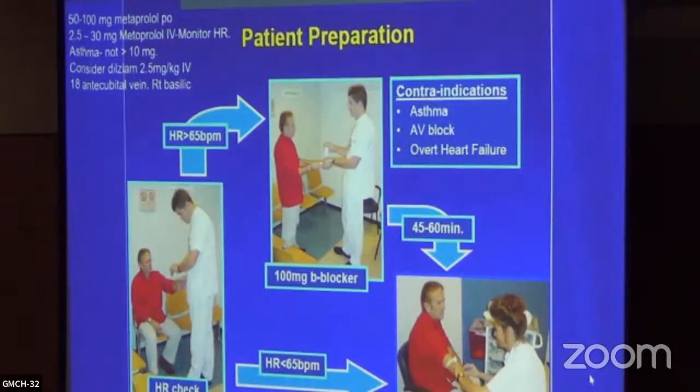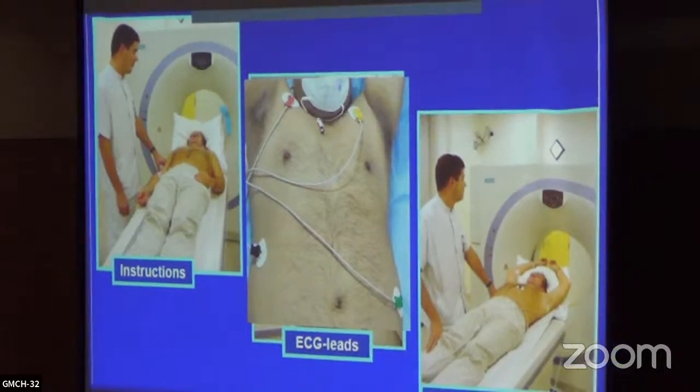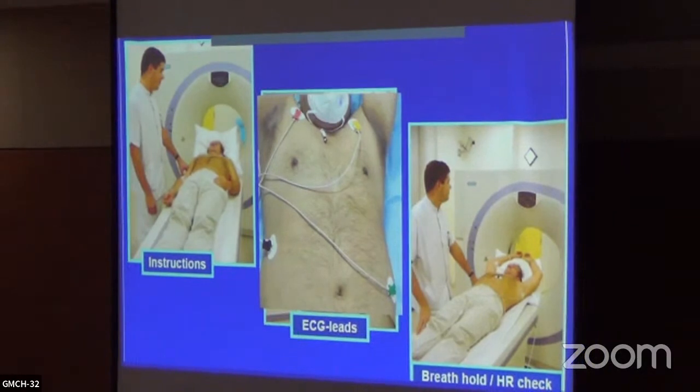So once you are satisfied as far as the heart rate is concerned, go ahead and put an 18 gauge cannula in the antecubital vein or in the right basilic vein. Give the instructions to the patient. Tell him that he will hear the instructions for the breath hold. He has to hold his breath, and he will have a lot of contrast injected at a fast rate, so he may have the feeling of flushing.